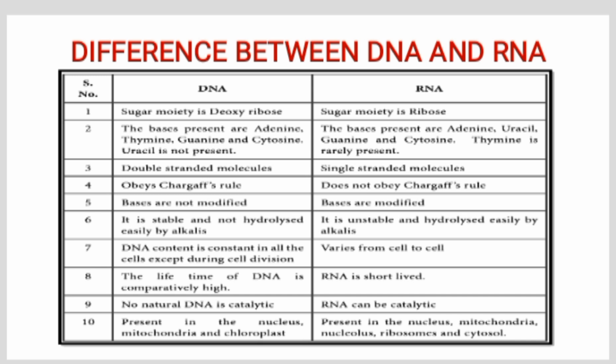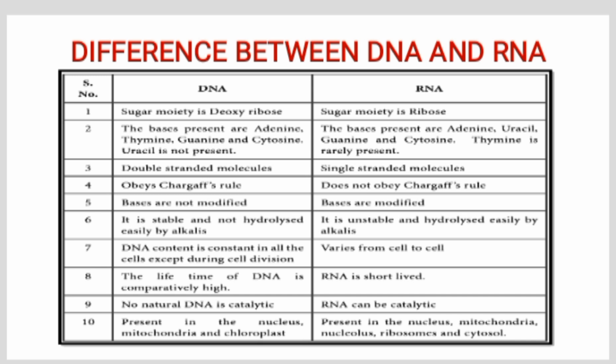DNA obeys the Chargaff rule. Already you know that the Chargaff rule is nothing but adenine always pairs with thymine, and guanine always pairs with cytosine. But RNA does not obey the Chargaff rule. In DNA, bases are not modified. Bases are modified in RNA. DNA is stable and not hydrolyzed easily by alkalis. RNA is unstable, hydrolyzed easily by alkalis.